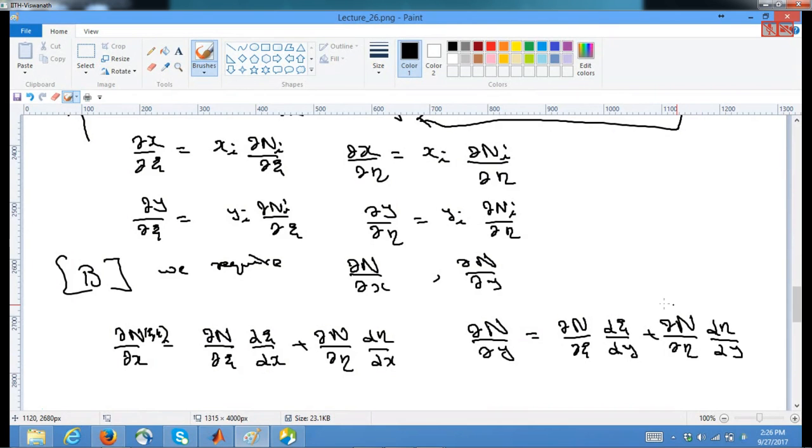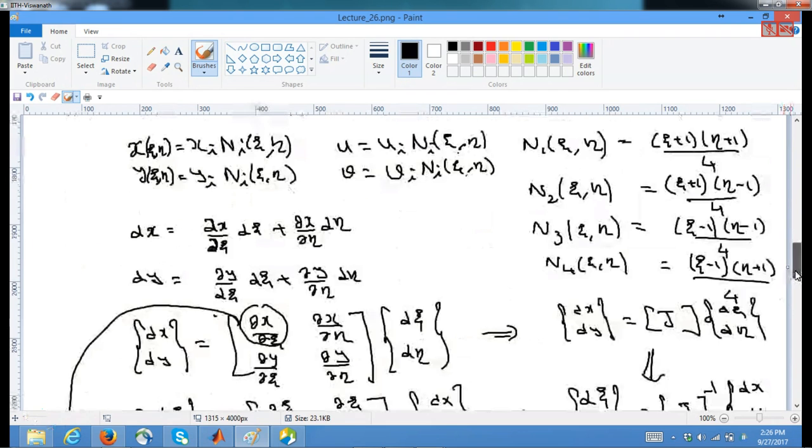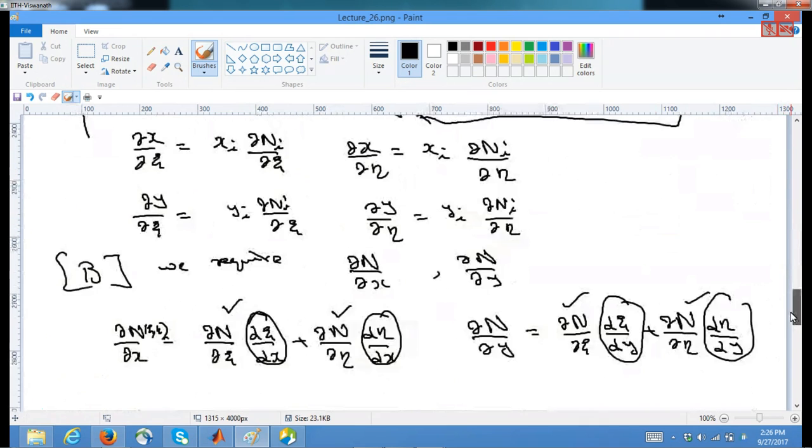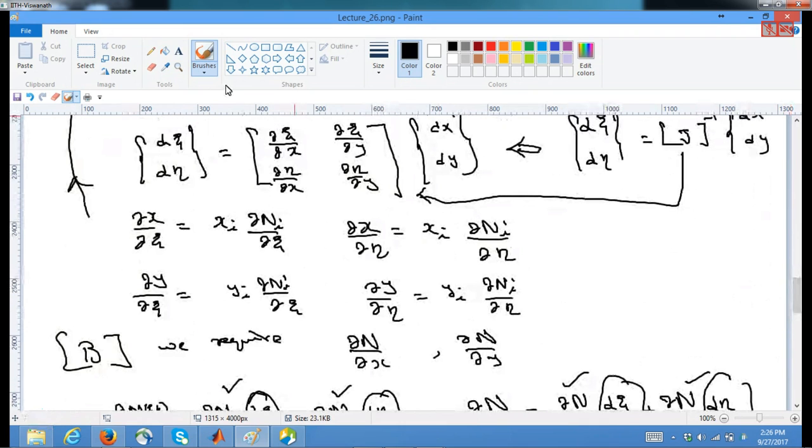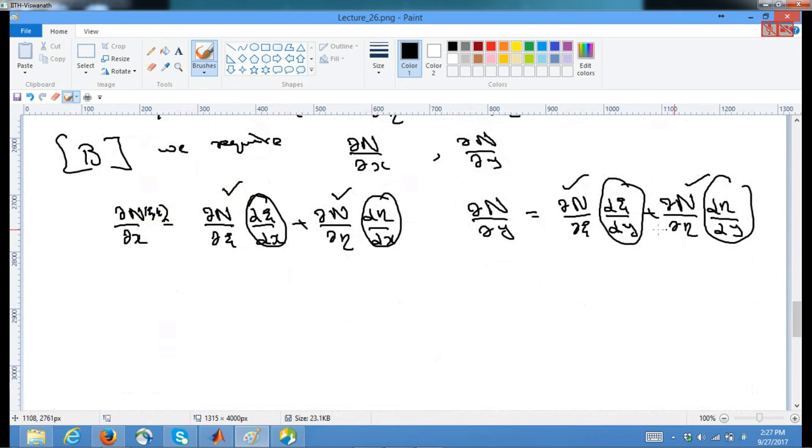So these four values are required. We already know these values because they are template based, so we can also get our differentiation. To get these four, if you look at it, these are nothing but the entries of your Jacobian inverse. If you have computed the Jacobian inverse, the top left would be ∂xi/∂x, the top right corner would be ∂xi/∂y, the bottom left corner is ∂eta/∂x, and the bottom right corner is ∂eta/∂y. So using these entries, we could find this. That means we have completely determined ∂N/∂x and ∂N/∂y.